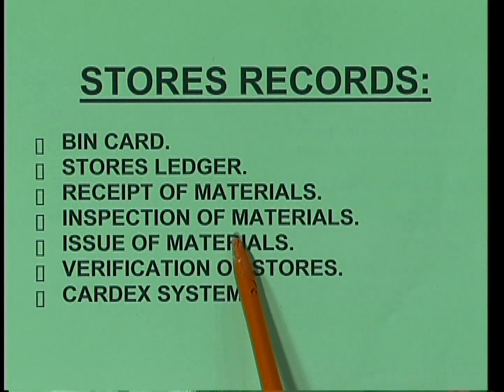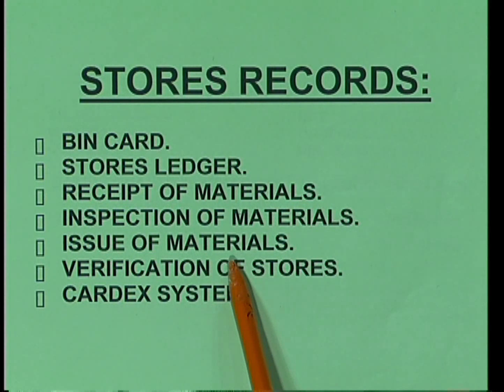Next is inspection of materials: what materials have been received, whether they were inspected or not, and whether they meet the specification or not. Next, issue of materials. The material should be issued from the stores to the different departments. The storekeeper cannot give it simply without any procedures.